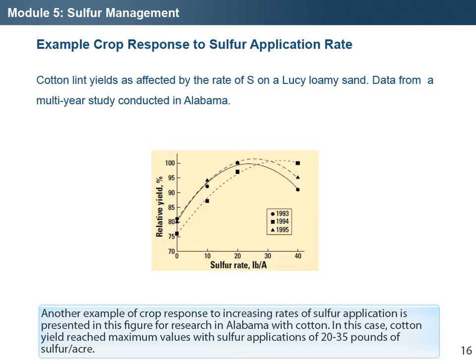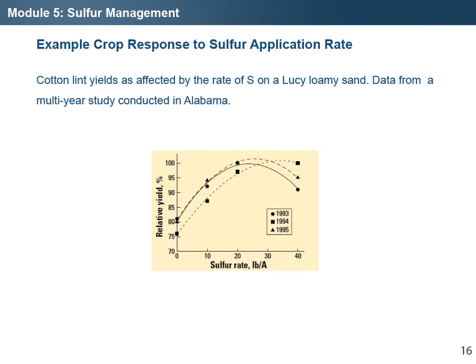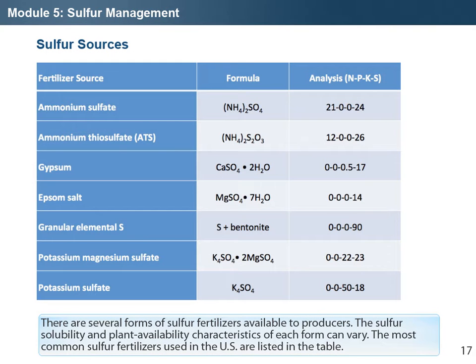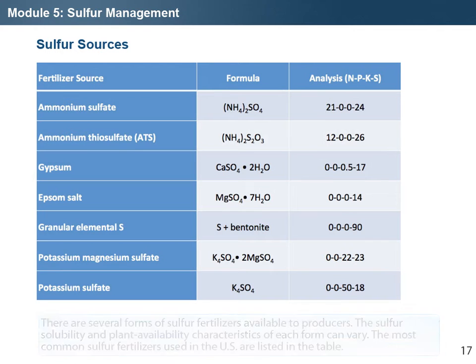Another example of crop response to increasing rates of sulfur application is presented in this figure for research in Alabama with cotton. In this case, cotton yield reached maximum values with sulfur applications of 20 to 35 pounds of sulfur per acre. There are several forms of sulfur fertilizers available to producers. The sulfur solubility and plant availability characteristics of each form can vary. The most common sulfur fertilizers used in the U.S. are listed in the table.